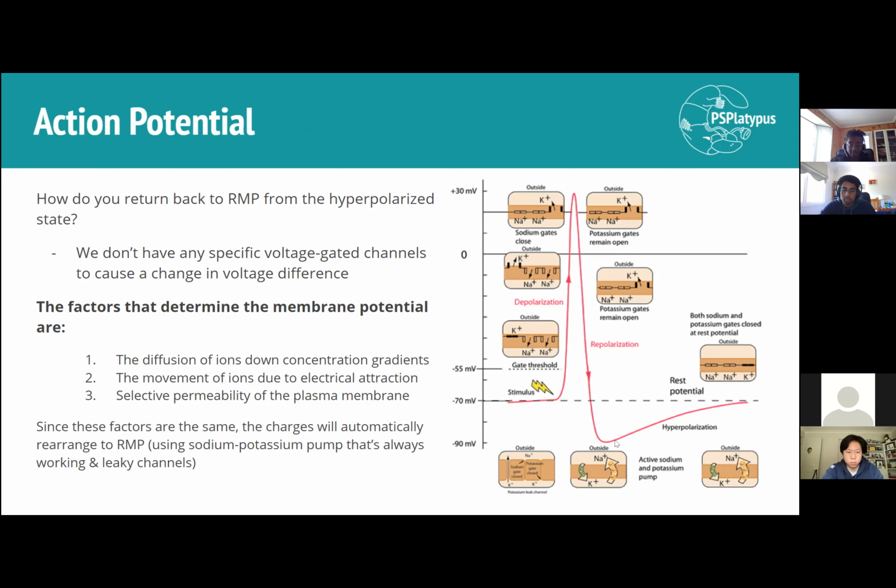And that's going to satisfy the first factor. The second factor, the electrical attraction, depends on the concentration as well. And since the concentrations are going to go back to the same, that's going to satisfy the second factor. Permeability is going to still be the same because both of our voltage gated channels have been closed, so all we're left with is the normal leaky channels. So the selective permeability is going to be the same as well. So all the factors that determine membrane potential are going to end up being the same as before this action potential even started. So it's going to eventually end up with the same membrane potential at the end.